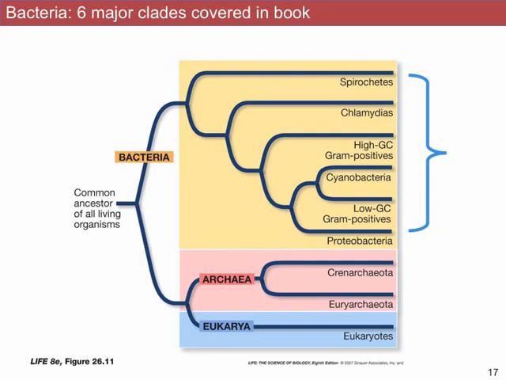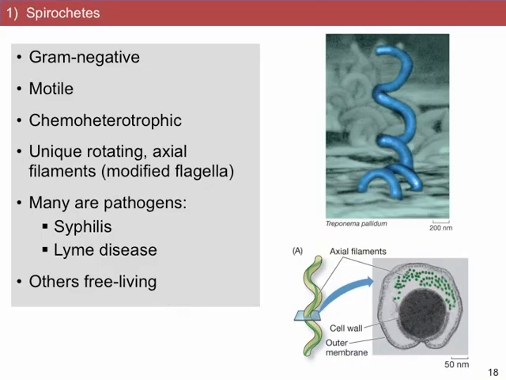These 6 clades are examples of 6 of the some 100 major lineages of bacteria. We are not going to go through those 100 lineages. These are the 6 best understood and best studied, and those are the ones we're going to focus on here. So the first one we're going to talk about is the Spirochetes.